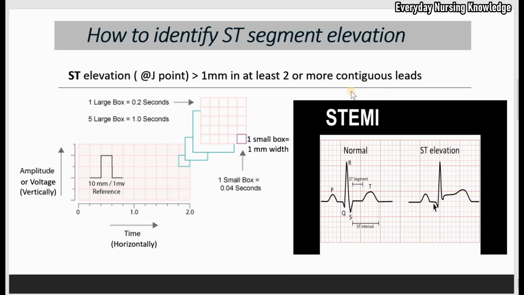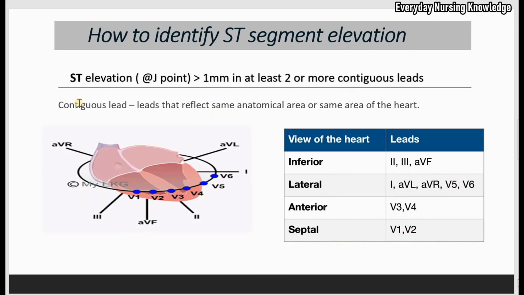What are contiguous or consecutive leads? Contiguous leads are leads that show the same area of the heart. For example, in a 12-lead EKG, leads 2, 3, and AVF show the inferior portion of the heart. Whereas V5, V6, 1, AVL, and AVR show the lateral portion of the heart. V1 and V2 show the anterior septal portion of the heart. V3 and V4 show the anterior apical portion of the heart. So these leads are contiguous leads.